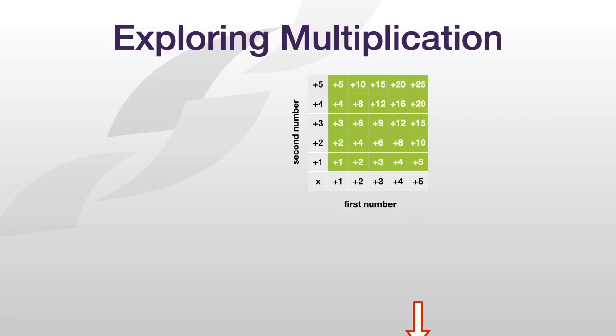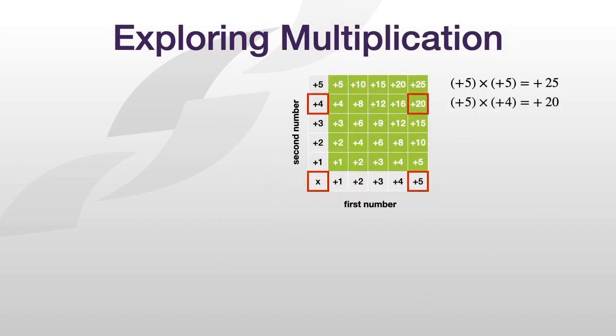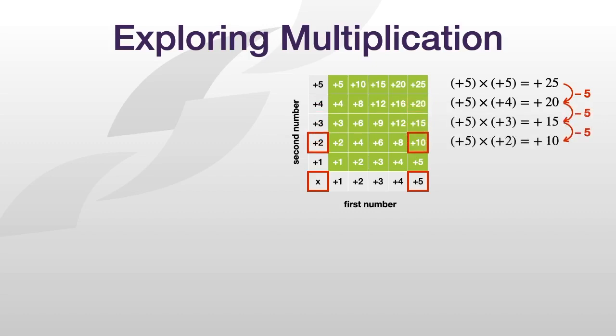Starting at the top, positive 5 times positive 5 is positive 25. Moving down, positive 5 times positive 4 is positive 20. Notice that the product has decreased by 5. This is repeated for positive 5 times positive 3, positive 2, and positive 1. This pattern extends to positive 5 times 0.